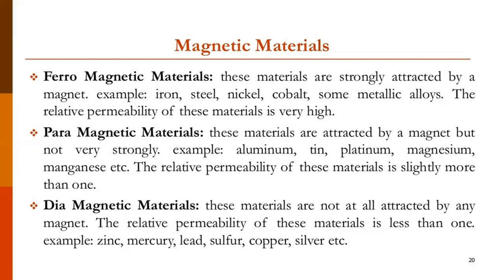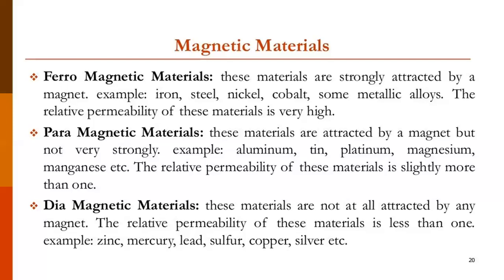The next type of magnetic material is paramagnetic material. These materials are attracted by a magnet, but not very strongly. These are also attracted, but the force of attraction is not as strong as that of ferromagnetic materials. Examples: aluminium, tin, platinum, magnesium, manganese, etc. The relative permeability of these materials is slightly more than 1.